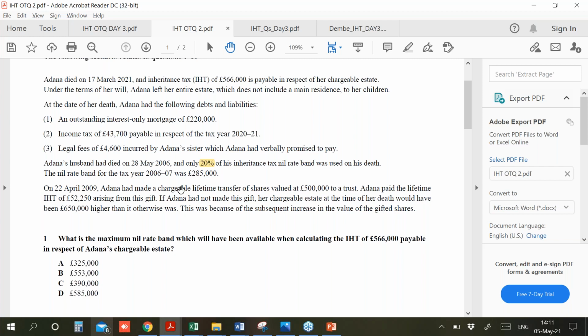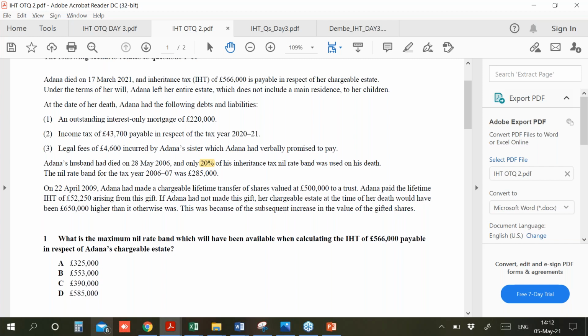Why is that? Because only for spouses HMRC has provided a special arrangement that if one of the spouses dies and is unable to use their full nil rate band on their death, their unused nil rate band can be used or inherited by their surviving spouse. So Adana's husband had died before her, which means that she can use his unused nil rate band on her death. Obviously, she has died. Her representatives or the beneficiaries will be utilizing the nil rate band of hers and her husband.